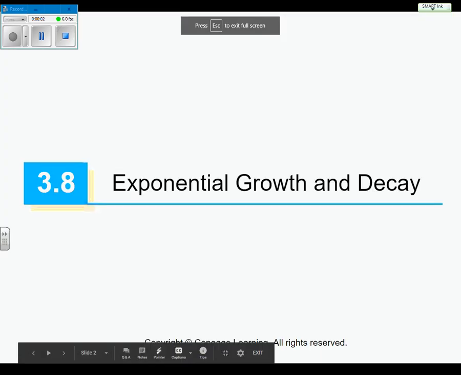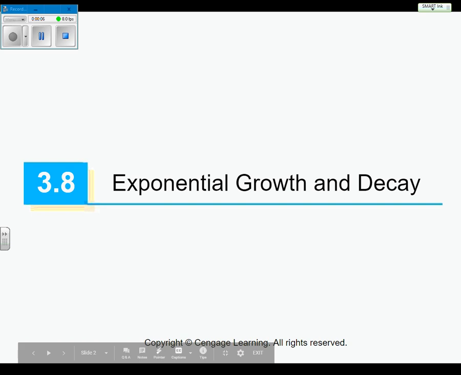All right, this is my second go around at 3.8, exponential growth and decay. Last time I accidentally hit escape before it was done saving, and we just need to put that on the list of things not to do while using this smartboard recorder.